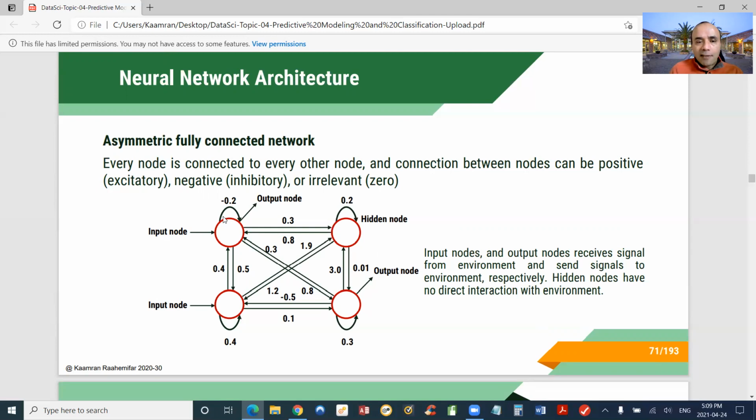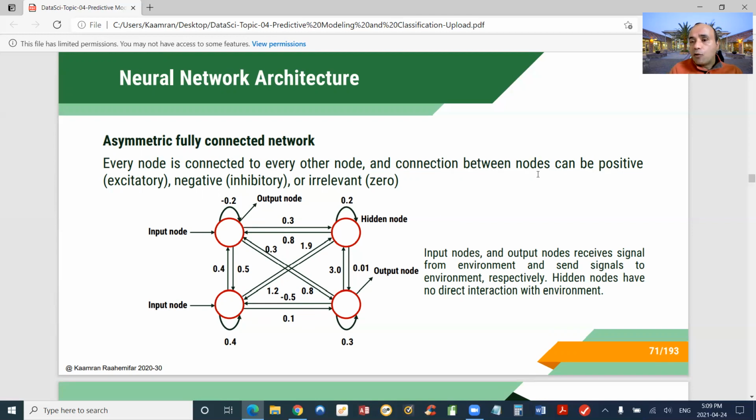Now, if you take a look at this, what happens is that every node is connected to every other node. So you have this node connected to itself, this node connected to itself, and so on. This node is connected to this node connected to this node connected to this, and vice versa. Everybody is connected to everything, and then you are going to have an output node. So that's called a symmetric, fully connected network.